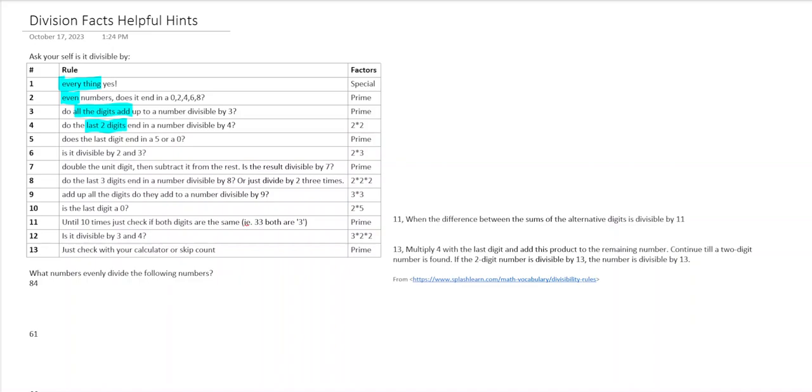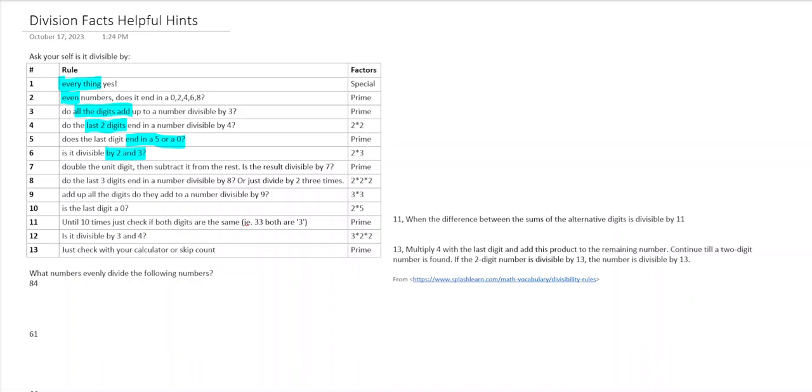Number 5, does the last digit end in a 5 or a 0? Number 6, is it divisible by 2 and 3? If it's both, then it's also divisible by 6 because that is the prime, or that is the composite factors.